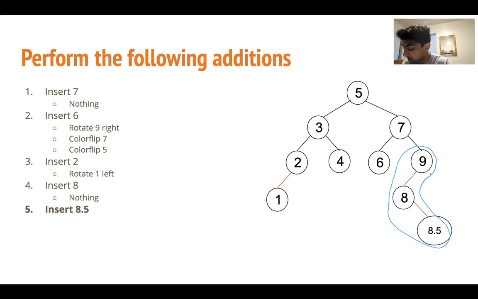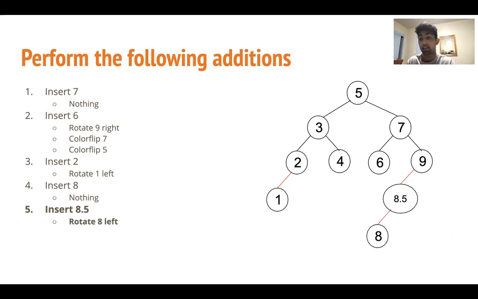So what we want to happen here is we want to promote 8.5 to the layer above, right? Because 8.5 is the middle element here. How we want to do that is we need this trio to be in the configuration conducive to a color flip. To achieve that, we need to do some rotations, okay? In order for 8.5 to get all the way up here, we need to rotate 8 to the left, and then rotate 9 to the right. So let's see that in action.